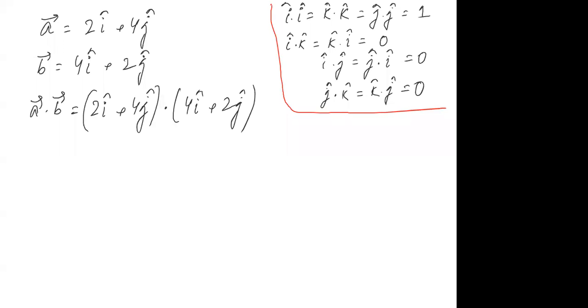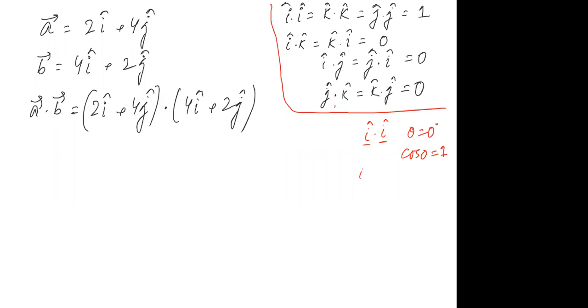Okay? Why is it 0 here and why is it 1 here? Because if you take i dot i, it means both are vectors along the x axis, that is theta is equal to 0 degree. When theta is 0, cos 0 is equal to 1, and hence the dot product is 1. Understood?